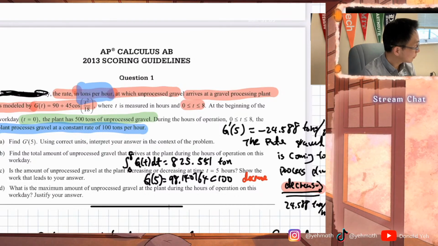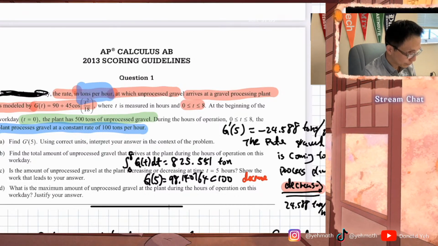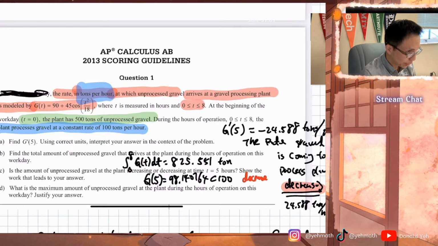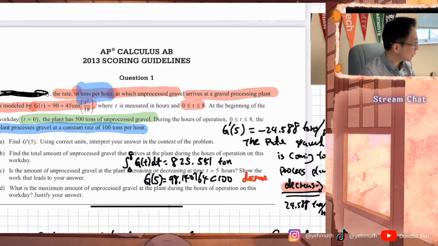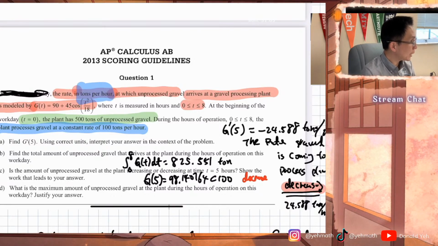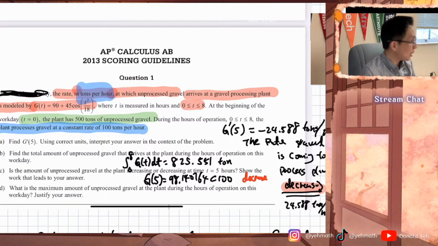For the mean, how do you find the amount to compare it to? You didn't find the amount, you just find the rate. So you plug in 5 into G of t. You find the rate: G of t is the rate of the speed it's going.